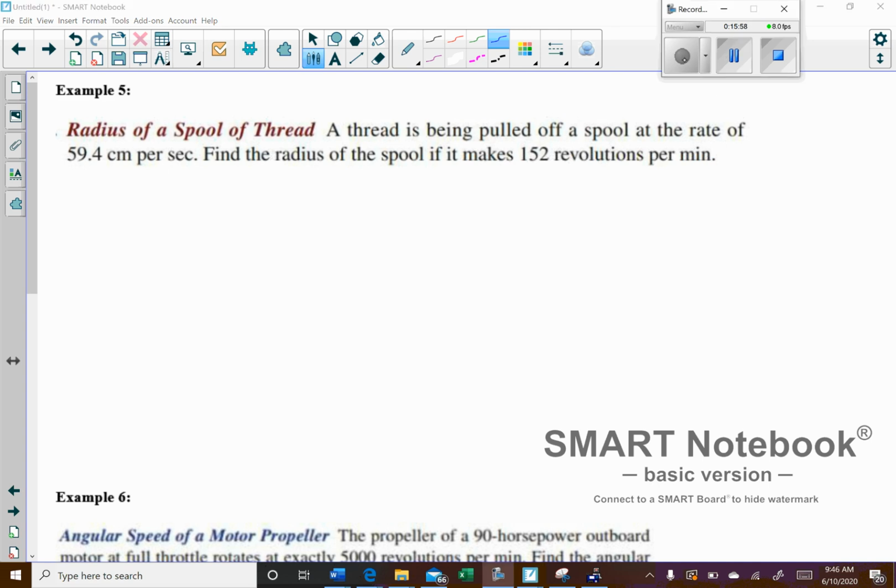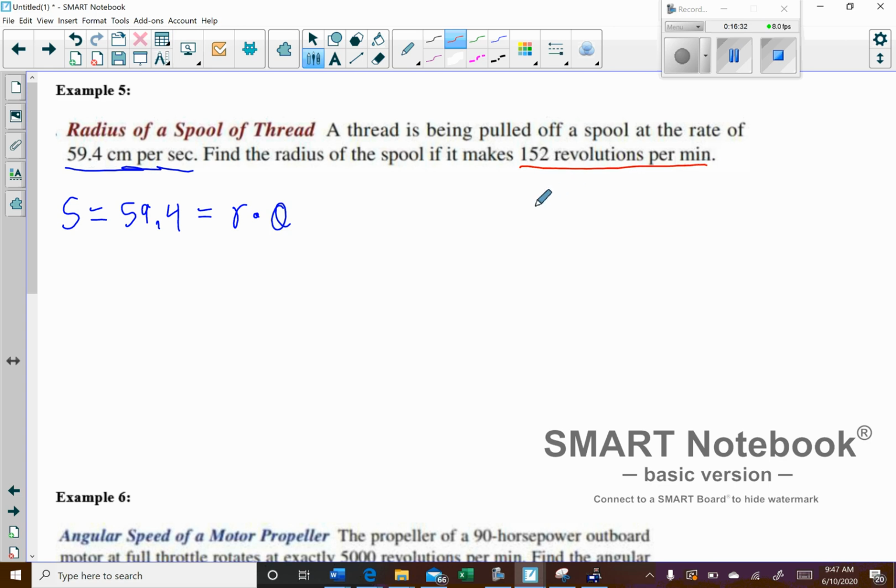So let's look at what's given here. Basically they're giving you the arc length per second. Or well, linear speed, but same thing as arc length for 1 second. So the arc length is going to be equal to 59.4. And if you remember, arc length is radius times theta, right? So what we can figure out here is they tell us that there's 152 revolutions per minute, right?